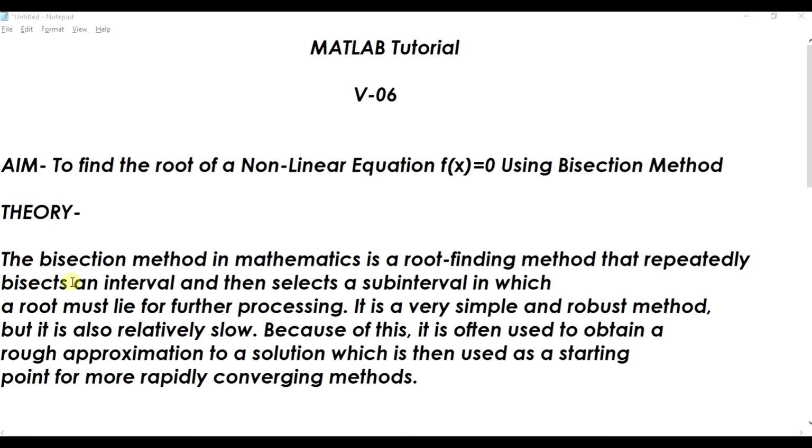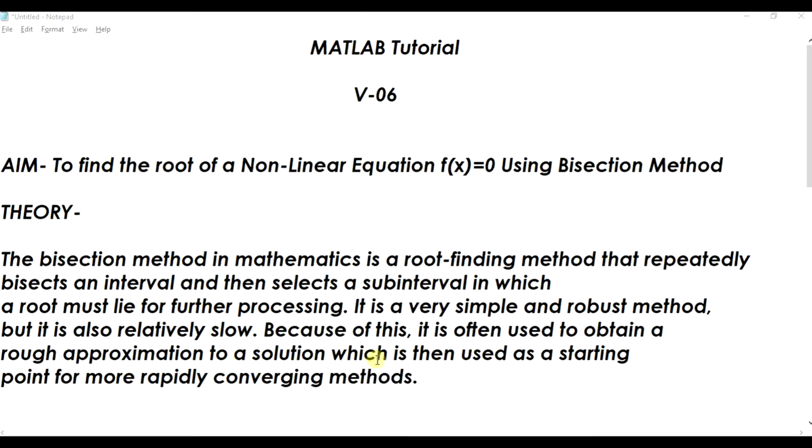The basic theory of the bisection method in mathematics is a root finding method that repeatedly bisects an interval and then selects a subinterval in which the root must lie for further processing. It is a very simple and robust method, but it's also relatively slow. Because of this, it's often used to obtain a rough approximation of a solution, which is then used as a starting point for a more rapidly converging method.